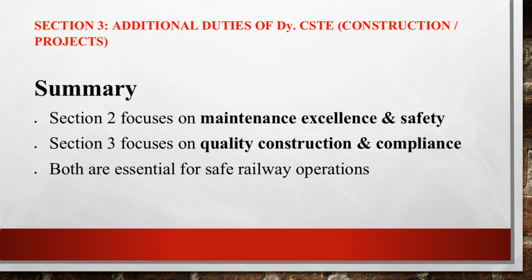To conclude, Section 2 strengthens maintenance, inspections and failure control. Section 3 ensures quality construction, safe commissioning and compliance. Together, these duties form the backbone of safe railway signaling operations.